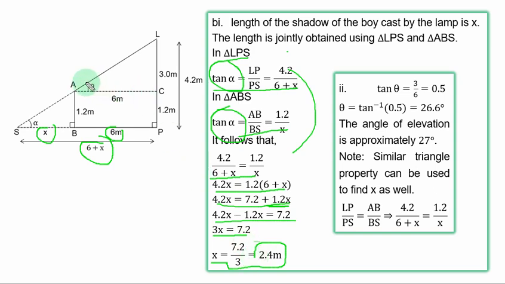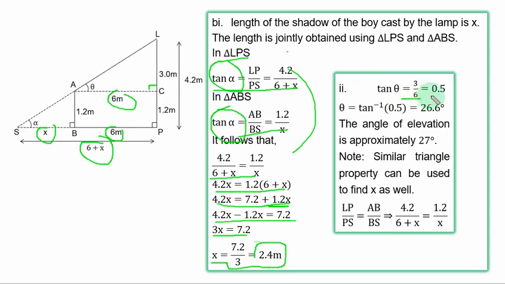Then (ii), the angle of elevation. So this is the angle of elevation. To check that, we consider triangle ACL. This is also a right angle triangle. So tan theta is equal to opposite 3.0 over adjacent 6. That is what you have here.